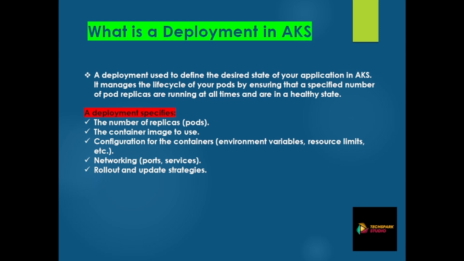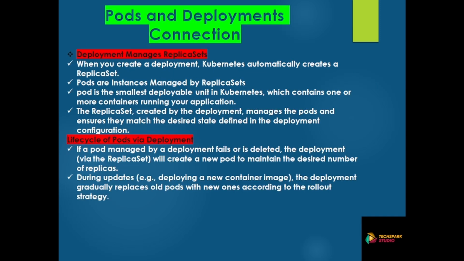It manages the life cycle of your pods by ensuring that the specified number of pod replicas are running at all the time and are in a healthy state. So what does a deployment specify? A deployment specifies the number of replicas, then what container image to use. It contains configuration for the container. Also it contains networking configuration where we can expose the port, and we will define a rollout and update strategy in the deployment.